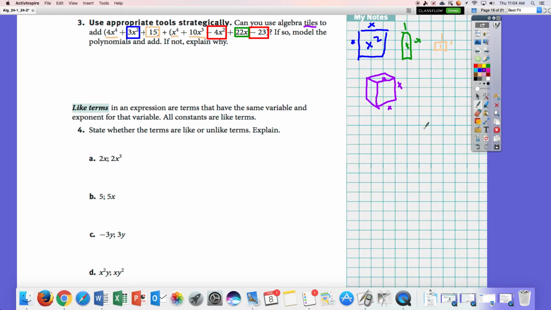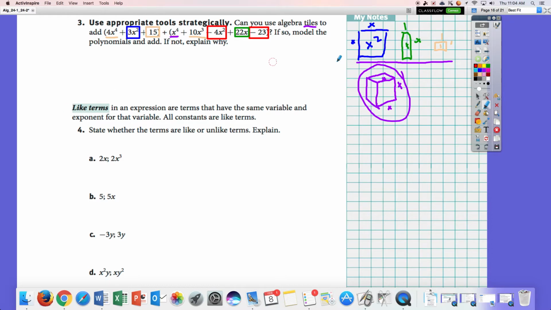x to the 4th power then raises even a further question. We're looking at a 4th dimension. That definitely cannot be represented by an algebra tile. So can we model this? No, we can't, because we do not have a 3-dimensional representation of x cubed, and we have no representation possible for x to the 4th power. So using algebra tiles is only ever going to pertain to x squared, x, and 1, or constant terms.